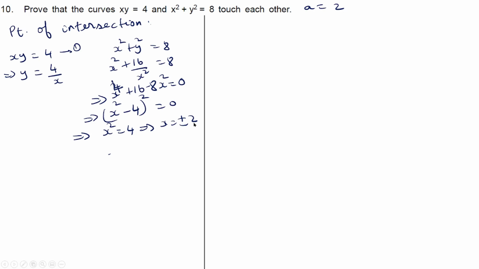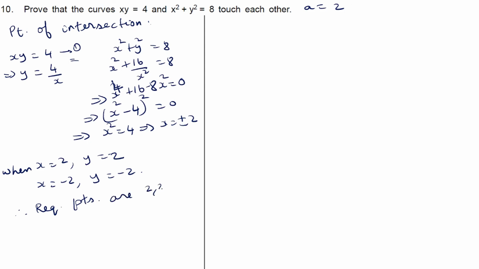Now we need to find y when x is plus 2 and when x is minus 2 from equation 1. When x is equal to 2, y is equal to 4 by 2, which is 2. When x is equal to minus 2, y is equal to 4 by minus 2, which is minus 2. Therefore, the required points of intersection are 2, 2 and minus 2, minus 2. Now we have to show that these two curves touch each other, that is, we have common tangents to these two curves at these points.